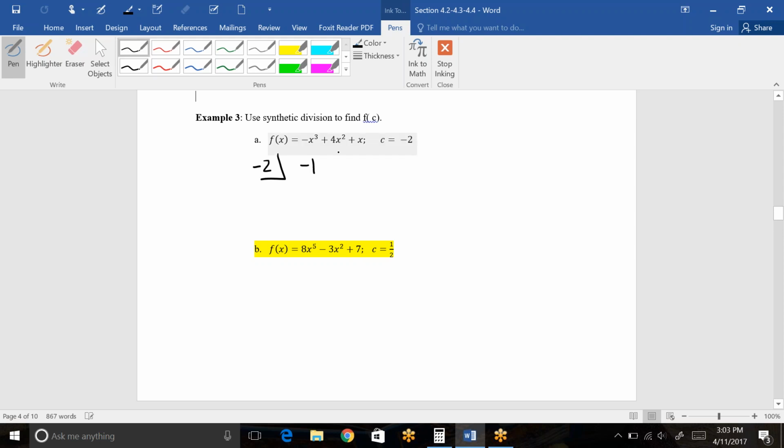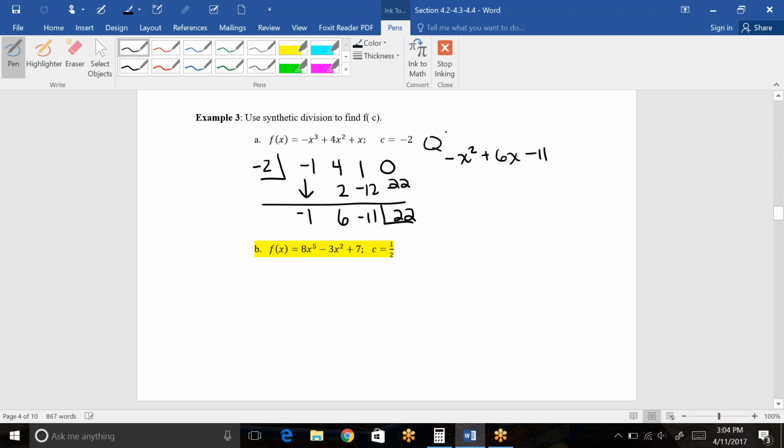So we have a -1, this would be a 4, this would be a 1, and we are missing the non-x column, so we do need to think about that. So pull down the first one, -1, multiply, that's +2, add the column, multiply, add the column, multiply. So that would be 22, and then add the column. Okay, so then this would be -x squared, because that's this first term, plus 6x minus 11, that's my quotient, and my remainder would be 22.